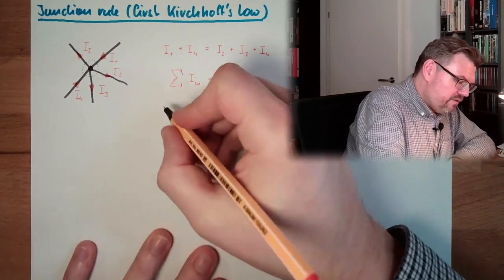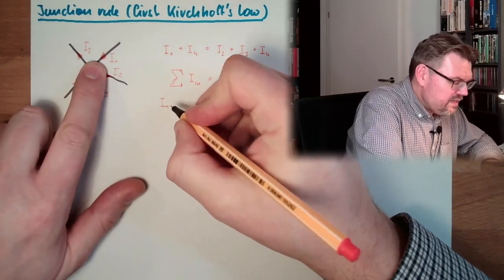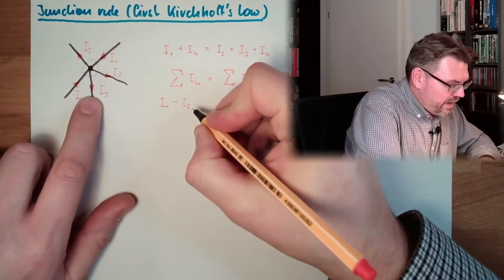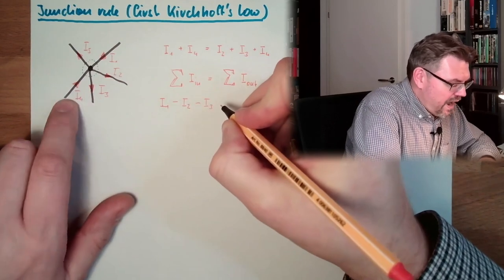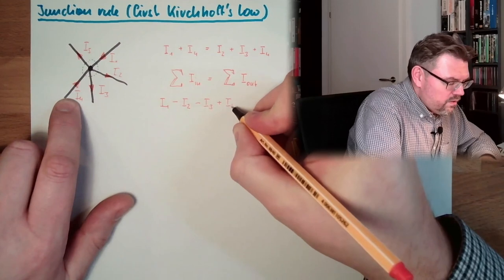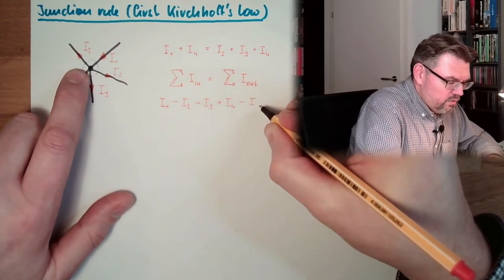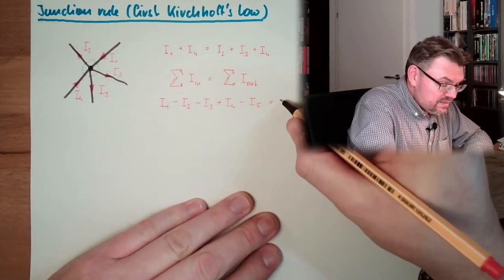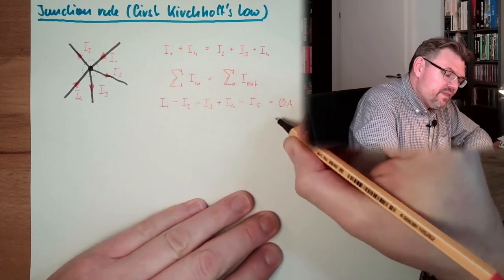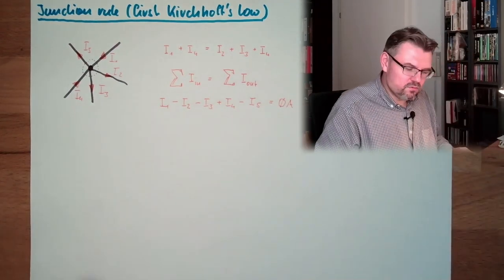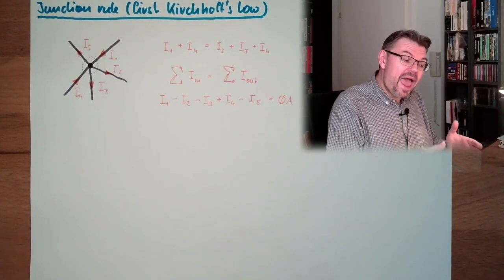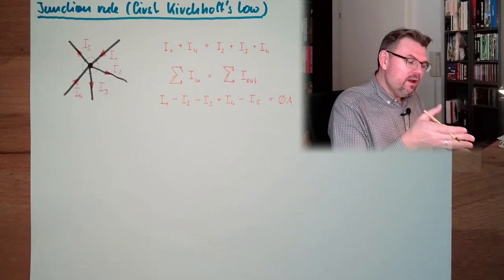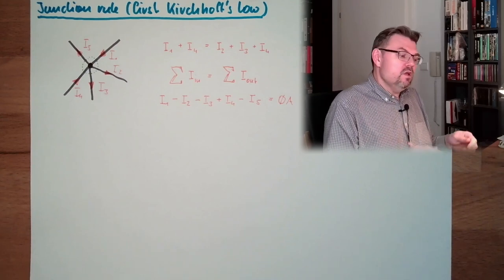So I can also say, okay, I1 comes in, it adds to the node, positive. I2 will leave the node. I3 is leaving the node. I4 is added to the node. And I5 is leaving the node. And if I make the total sum of all of these, it must be zero. I make this little stroke here to separate the zero from an O. It's not O-A, the sum of all currents is 0 amps. It's also a way to look at it.